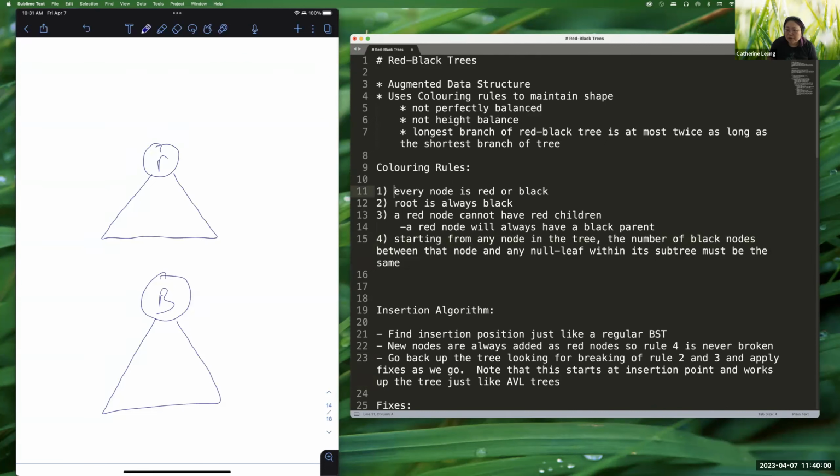We also never break rule number 1. The node is red, so it's definitely red or black, so we're fine on that. So the only 2 rules that we can ever break are rule number 2 and number 3, okay? Now let's start with rule number 2. Root is always black. Now, if somehow during the insertion process, we turned our root red, why does turning it black not hurt anything? So here I have a tree.